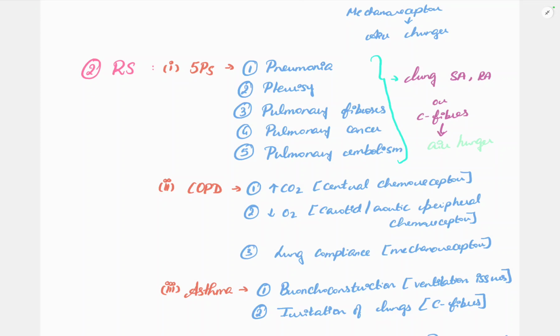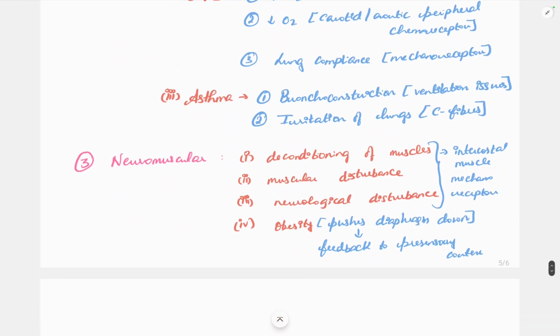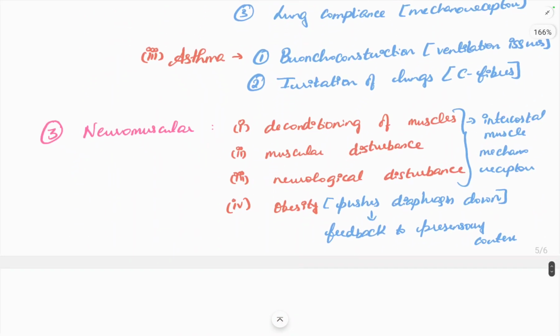Next, there's also going to be bronchoconstriction, right? This bronchoconstriction is going to cause ventilation issues. That is also going to cause dyspnea. Finally, neuromuscular causes. If there is any deconditioning of the muscles, or if there's any muscular disturbance, or any neurological disturbance, all of these are going to cause intercostal muscle mechanoreceptor activation. These mechanoreceptors in the intercostal muscles are going to act, and it is going to send a signal to the brainstem that there is a respiratory effort.